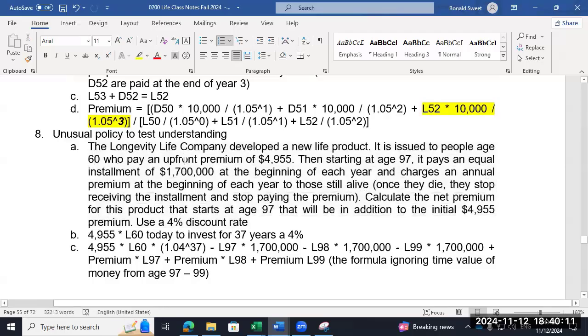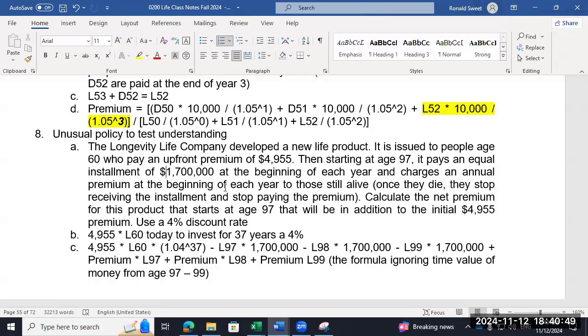If you look at it, they developed a new product. It's issued for people age 60 who pay a premium of $49.55 at 60. So that's kind of strange. I'm giving you the premium. Then it started at 97. It's just a horrible product. It pays an equal installment of 1.7 million at the beginning of each year and charges a premium at the beginning of the year that they're still alive. It's too strange because at the exact same time they're receiving 1.7 million, they're also paying a premium. And what you have to do is figure out that premium.